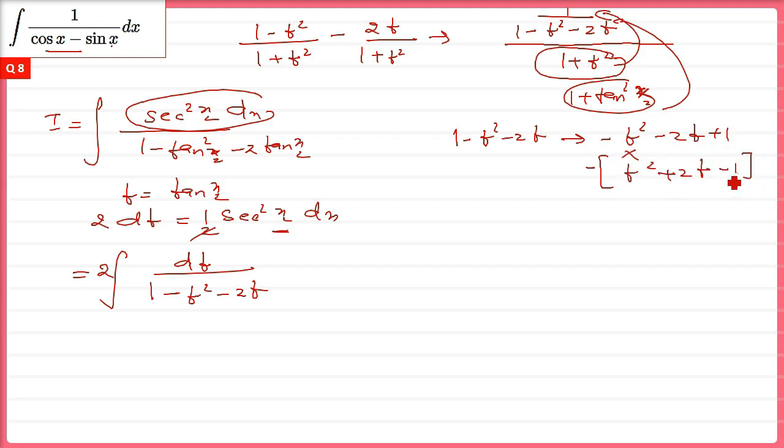This is not making a perfect square. So in order to make it a perfect square, take the coefficient of t, which is 2, divided by 2, you'll get 1, add 1 and subtract 1. So I'm adding 1 and subtracting 1.